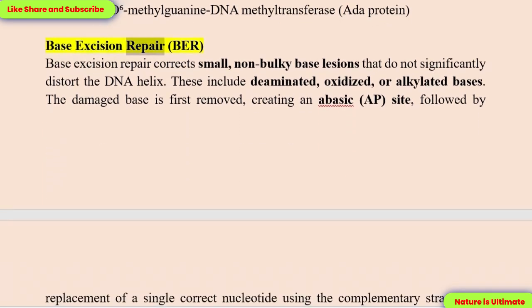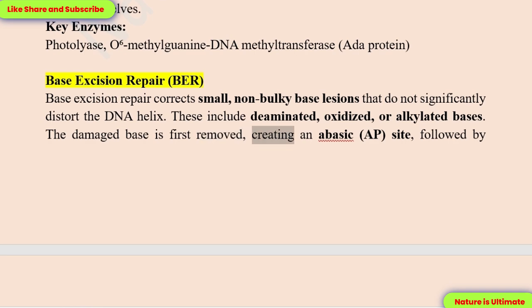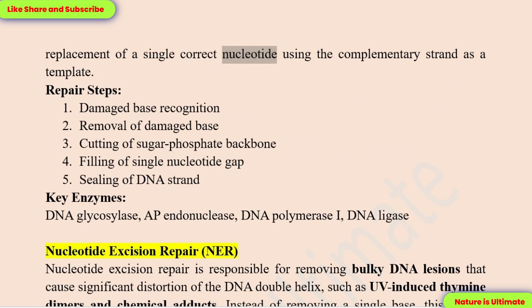Base excision repair, BER. Base excision repair corrects small, non-bulky base lesions that do not significantly distort the DNA helix. These include deaminated, oxidized, or alkylated bases. The damaged base is first removed, creating an abasic, AP, site, followed by replacement of a single correct nucleotide using the complementary strand as a template.